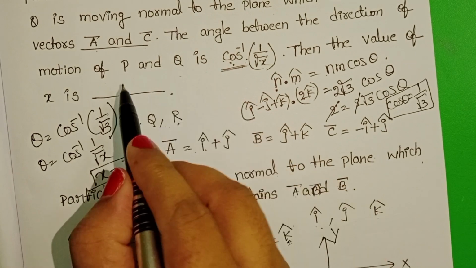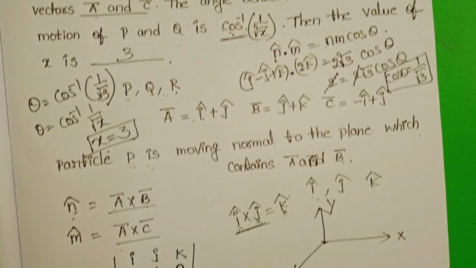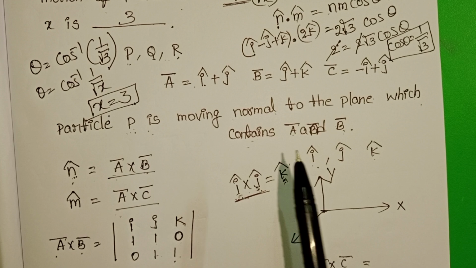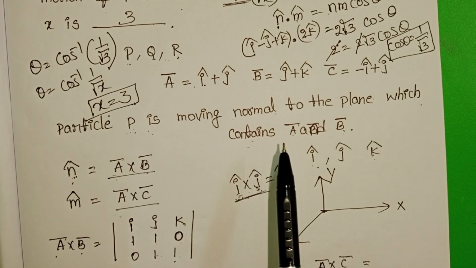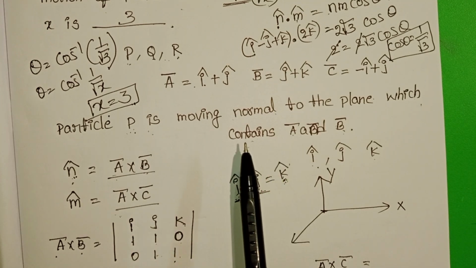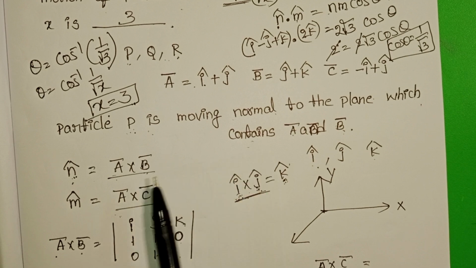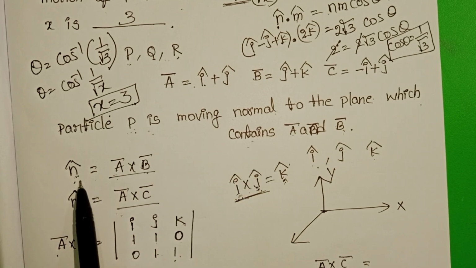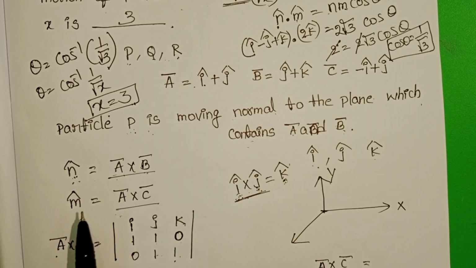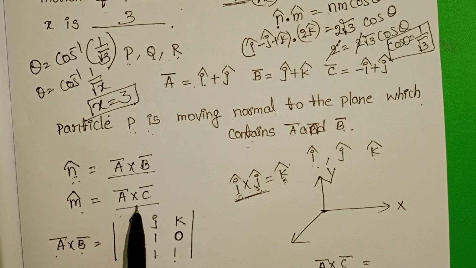x equals 3. In this question, the main point is the cross product of two vectors is always perpendicular to the plane containing the two vectors. So, n cap is equal to a bar cross b bar and m cap is equal to a bar cross c bar.